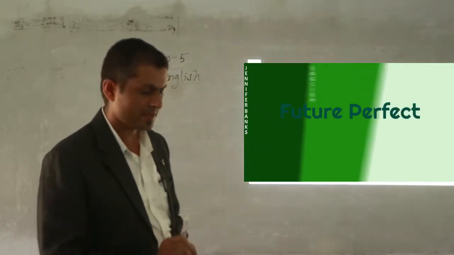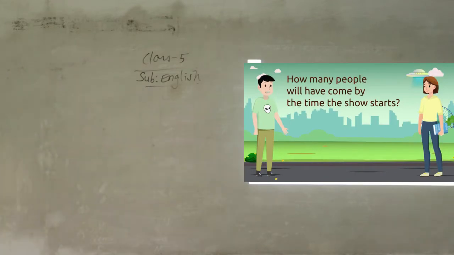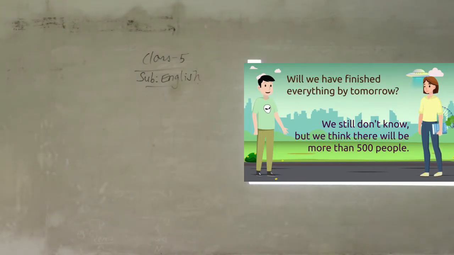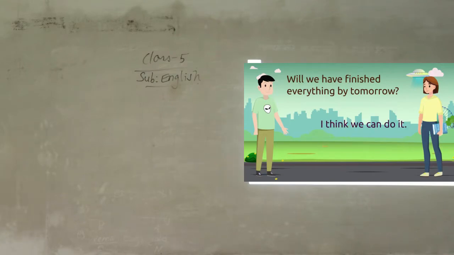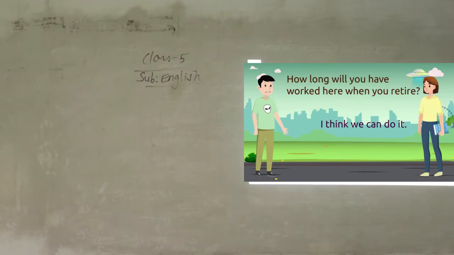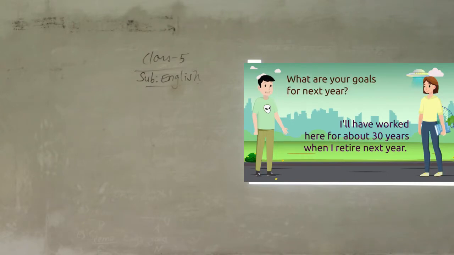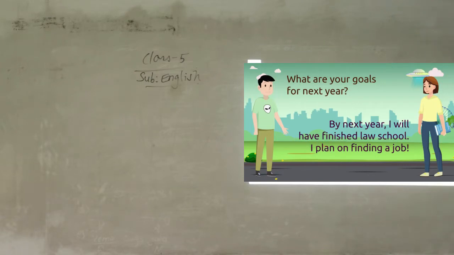Future perfect. How many people will have come by the time the show starts? We still don't know, but we think there will be more than 500 people. Will we have finished everything by tomorrow? I think we can do it. How long will you have worked here when you retire? I'll have worked here for about 30 years when I retire next year. What are your goals for next year? By next year, I will have finished law school. I plan on finding a job.